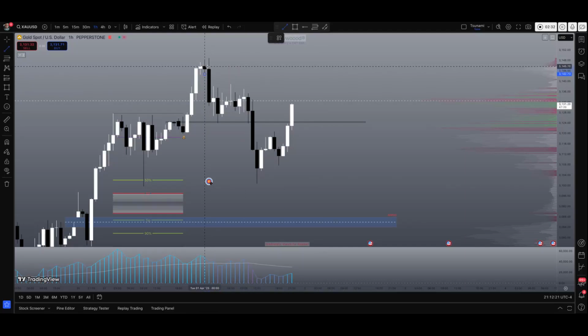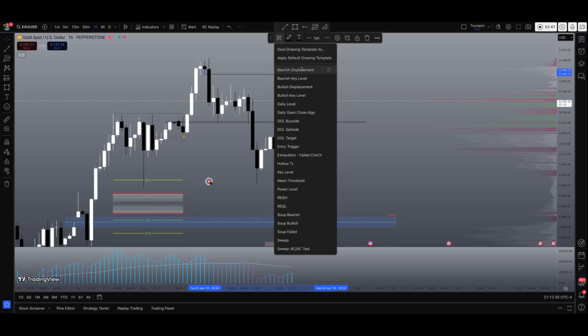So I'm basically aiming for this rejection range here, which everything above this is rejection range. Everything above this wick and above these bodies is a rejection range. So that's basically why we're aiming for here.